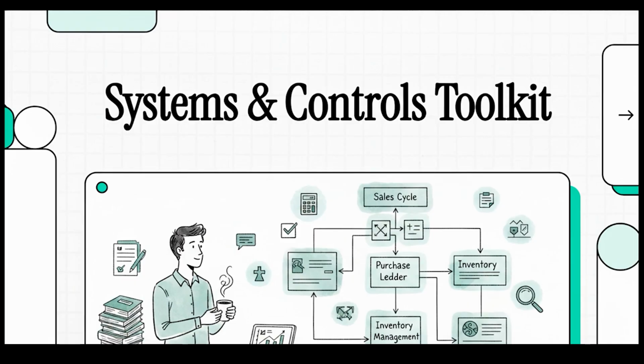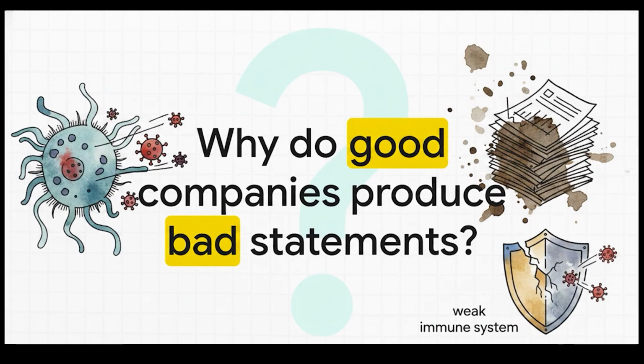Today, we're tearing into Chapter 8 of the Audit and Assurance syllabus, Systems and Controls. Let's get to work. So here's a really serious question to start us off. Why do genuinely good companies still produce bad financial statements?